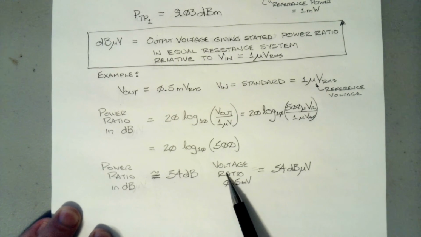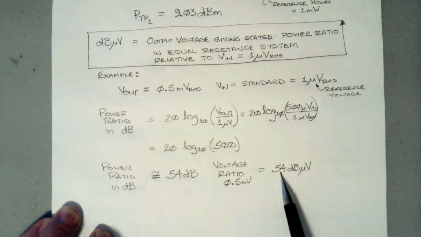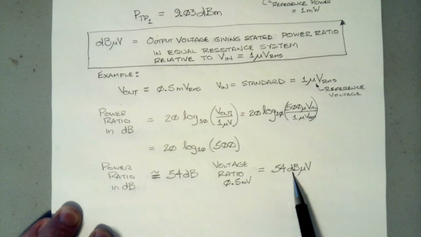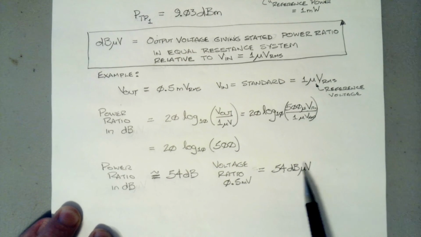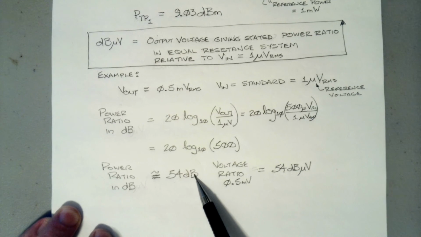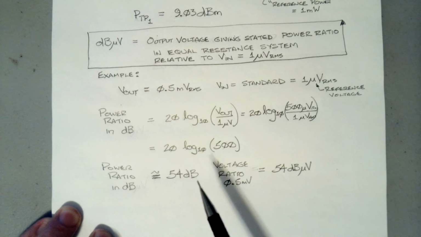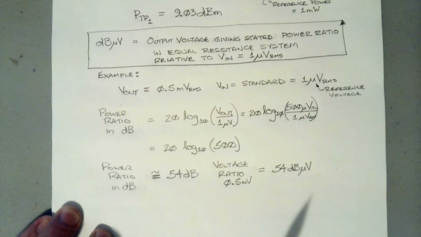The voltage ratio for 0.5 millivolts or 500 microvolts compared to a microvolt, if you were in the same resistance system, that voltage would be called 54 dB microvolt, because it would indicate the same power gain as a 54 dB system if I stuck a microvolt as the input. I hope that is understandable, and I hope I haven't messed that up too much.